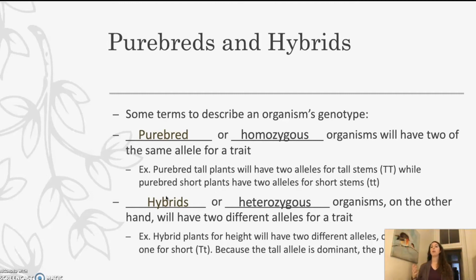But if we have even a single big T present, if we have a single dominant allele present, that is the one that we will see. So this plant's phenotype, its physical appearance, would be tall.